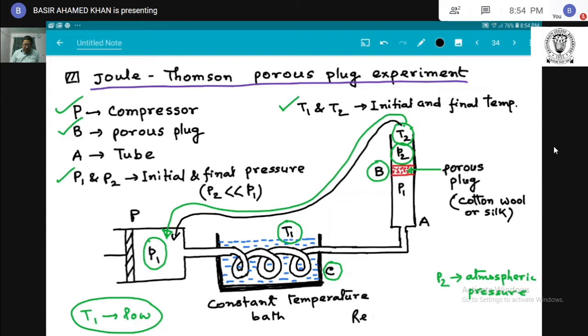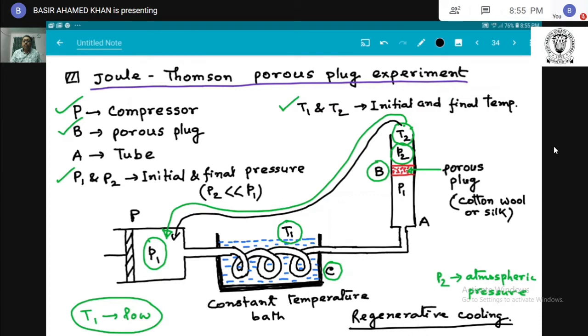Regenerative cooling. I repeat again this point. Now what is regenerative cooling? Suppose the initial temperature T1 of a gas is very low, that means the temperature T1 is lower than a certain temperature for a particular gas. Then after expansion the gas becomes cooled.